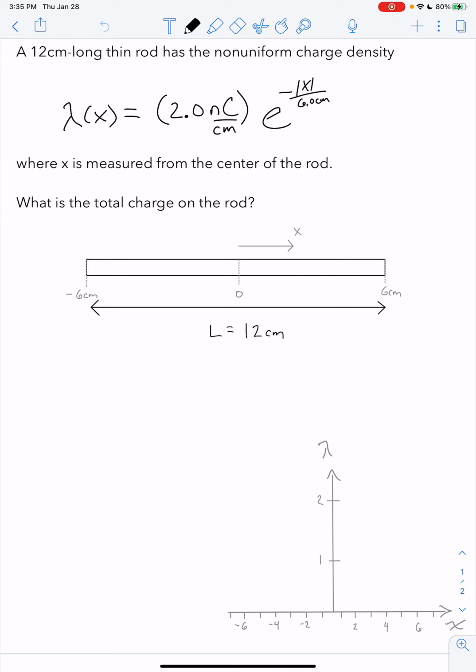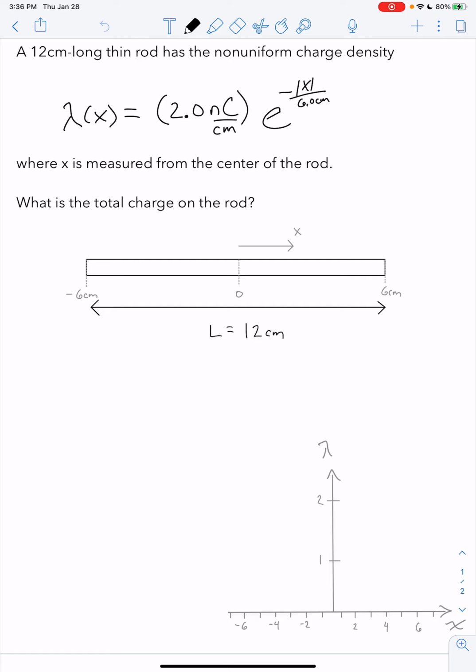So this is a problem-solving question that has some interesting aspects worth exploring. What we're told is a 12 centimeter long thin rod has the non-uniform charge density, and they give you an equation here for lambda, which is our charge density. And it's in terms of x, because we've got this long object, so the charge density is varying in x. And we're also told that x is measured from the center of the rod. And then we're asked, well, what's the total charge?